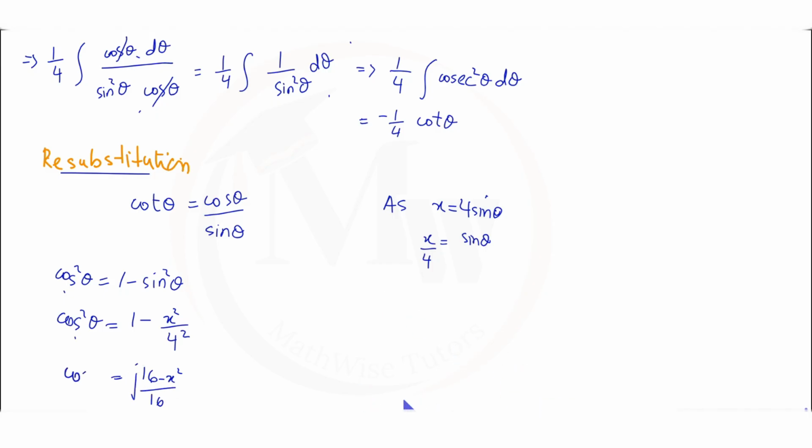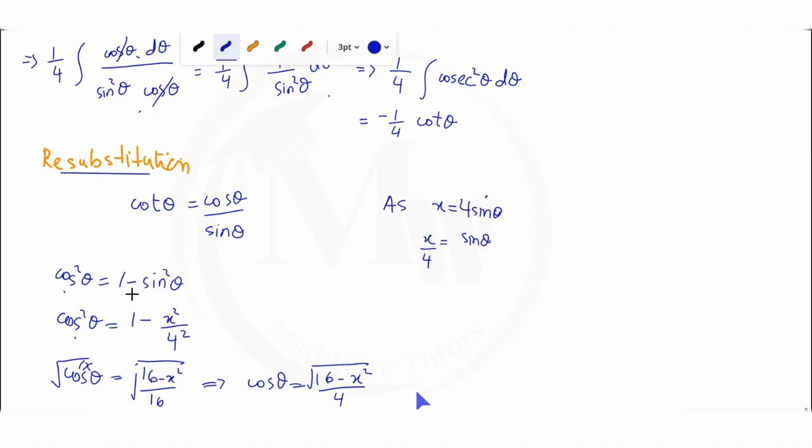Here we have cos square, but we need to find the cos value, so take the square root. It becomes cos theta equals square root of 16 minus x square, and in the denominator, the square root of 16 becomes 4 when we take it out of the square root. So this is the cos value, and we have the sine value. By using cos and sine, you can find cot, right? That's why we found the cos value. So let's find the cot now, because we know that cot is cos over sine.